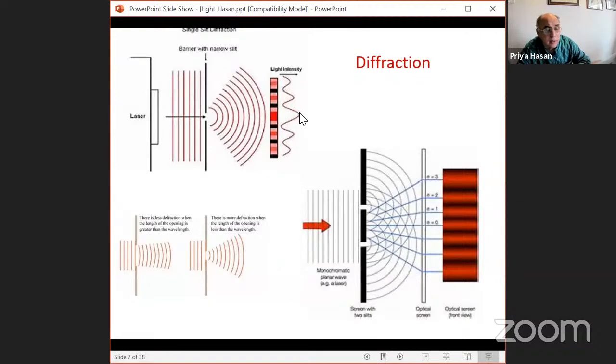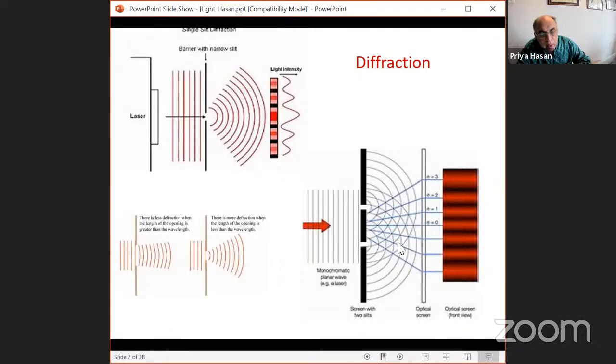We shall see this as we proceed a little ahead. And if you change the size of the hole, make it wider, you'll see that these patterns which you get are different. Now in the same screen, instead of having one hole, we have two holes in it.